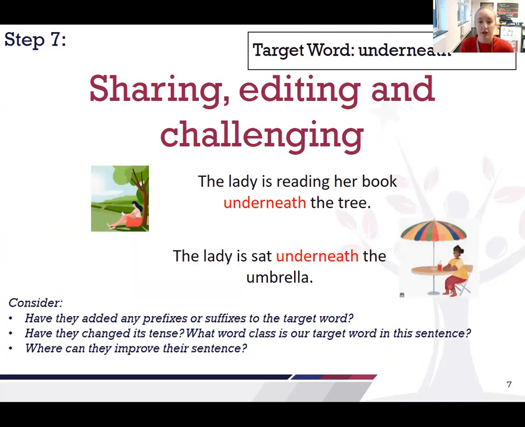Here I've got 2 sentences on the screen, and the first sentence is referring to this picture on the left with the lady and her book. I have said that the lady is reading her book underneath the tree. So that's showing her position. She is underneath the tree as she's reading her book. And then I've written another sentence which refers to the picture with the umbrella in it. I've said that the lady is sat underneath the umbrella. You might have some other sentences where you have used the preposition underneath as well.